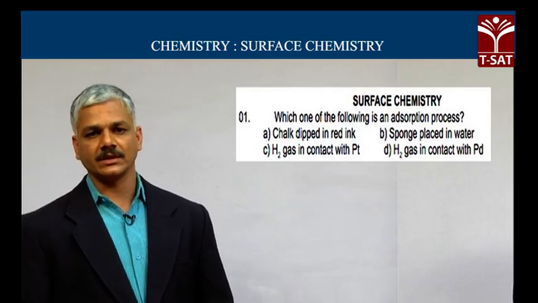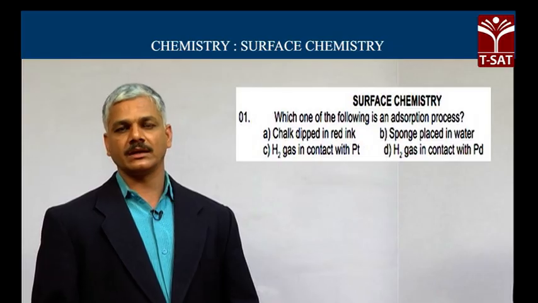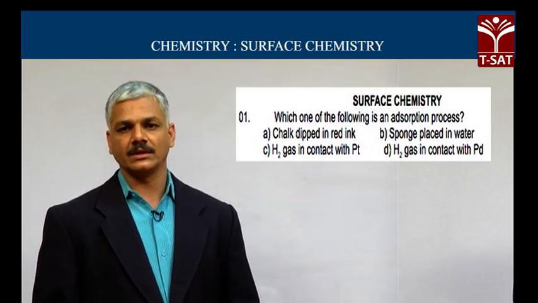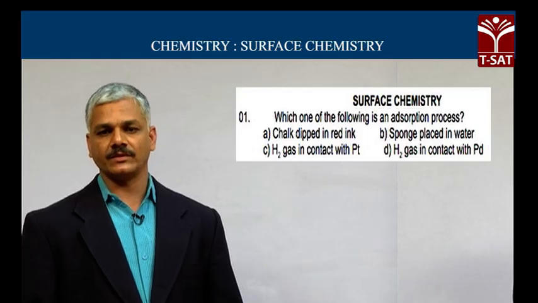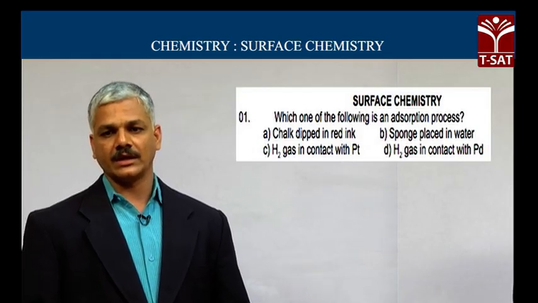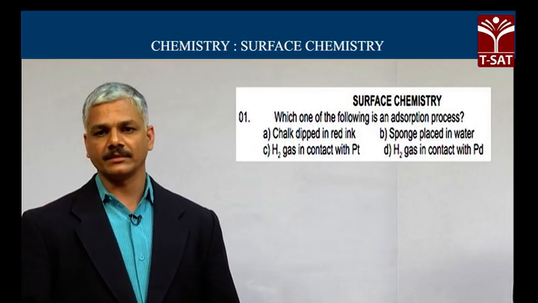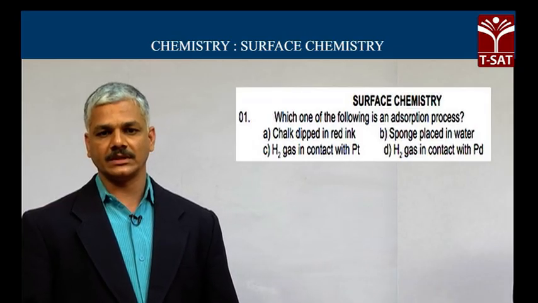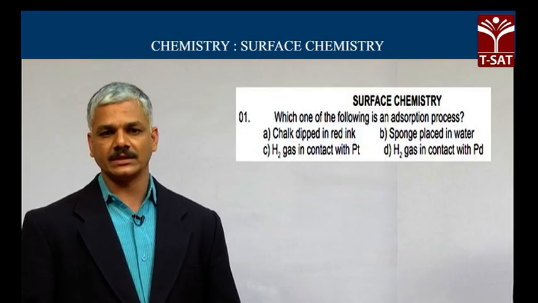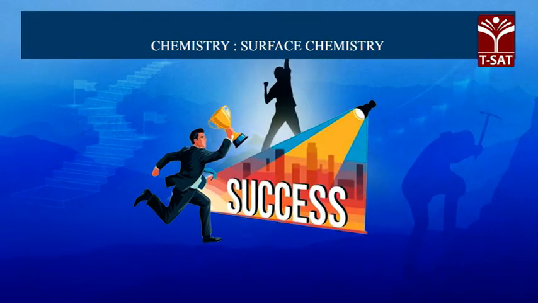In the first option, chalk dipped in red ink is an example of sorption. Second option, sponge placed in water is an example of absorption. Hydrogen gas in contact with palladium is an example of occlusion. So, the correct option is C, hydrogen gas in contact with platinum.